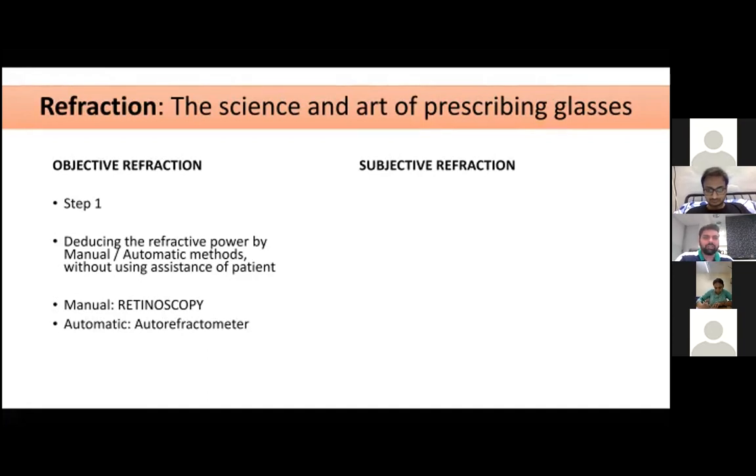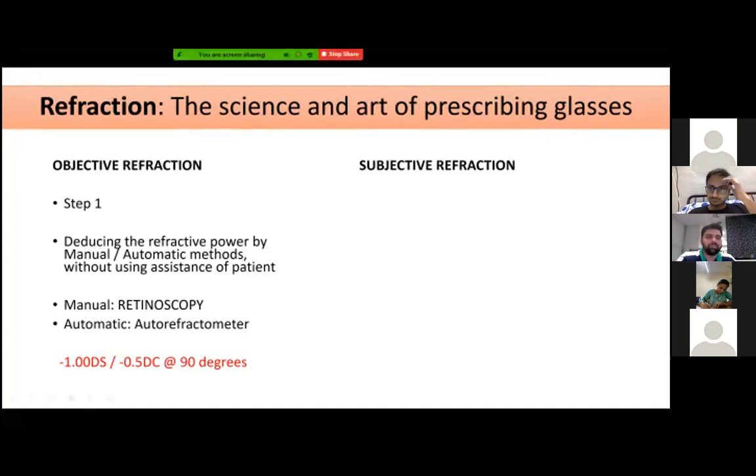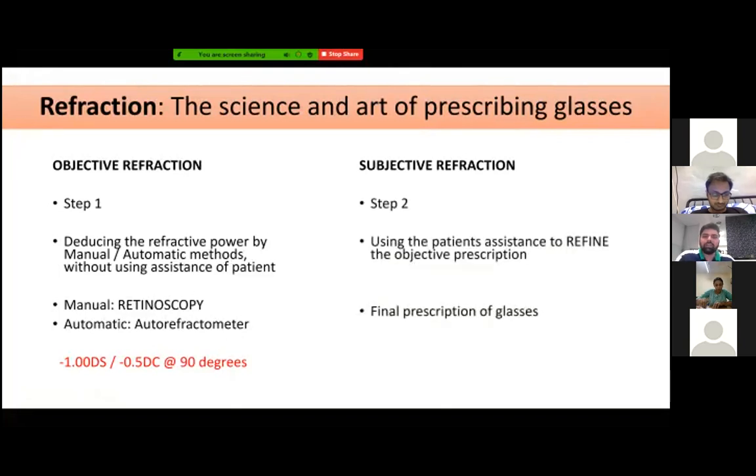After we deduce the refraction through objective methods, we get this kind of a prescription, which we have to learn to get with the help of objective refraction, where all my prescriptions will be written like this. This is the common form. There's a sphere notation, -1 diopter sphere with a -0.5 diopter cylinder and the axis of the cylinder at 90 degrees. Once we have got this with the help of objective refraction, we do step two, which is the subjective refraction, where we use the patient's assistance and help to refine this objective prescription. It gives us the exact power that the patient will need, and from this we can get the final prescription of glasses. So this is what refraction broadly is.